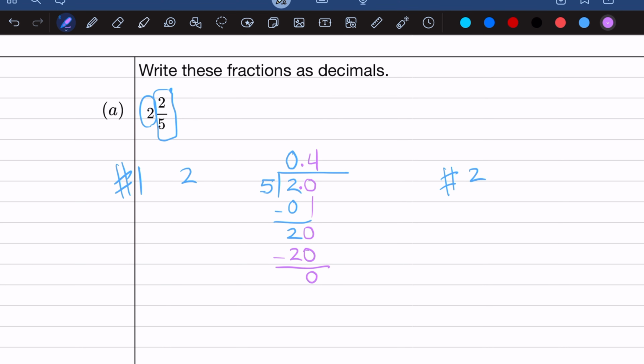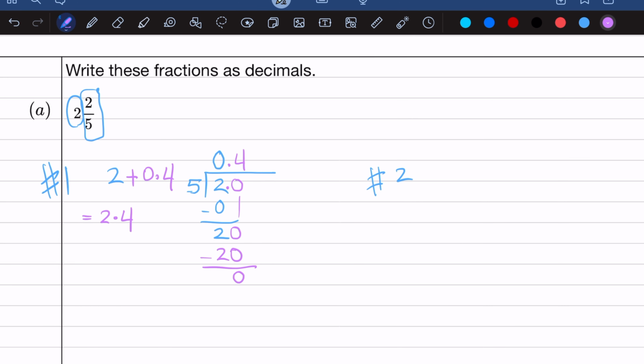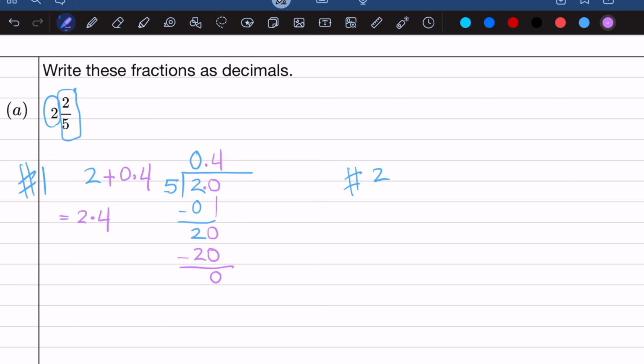Now, it's not done. Next step is, don't forget this little 2 here. We just left it there. We need to plus it with our result 0.4. And it will give us 2.4. The second way of doing this question is we're going to convert it to the improper fraction. I'll just copy the question for a bit here, 2 and 2/5.